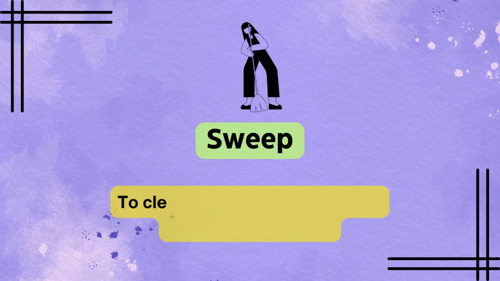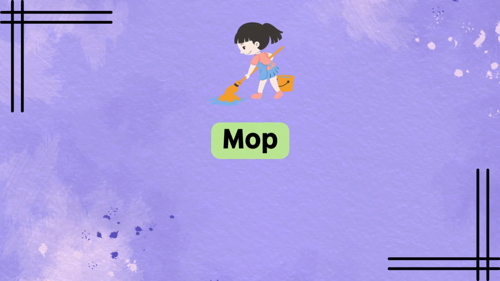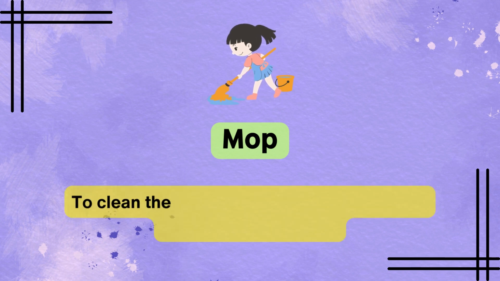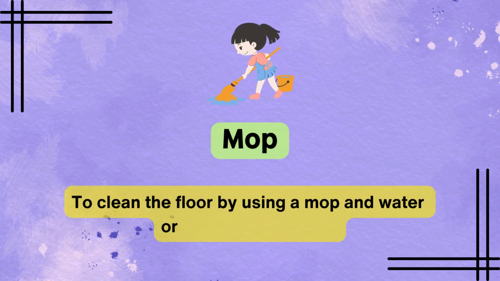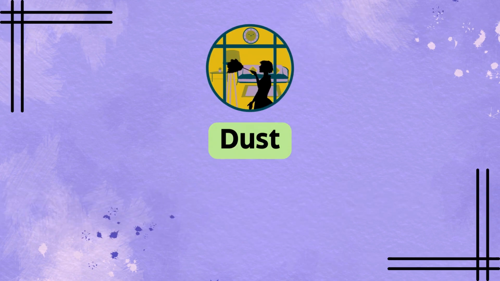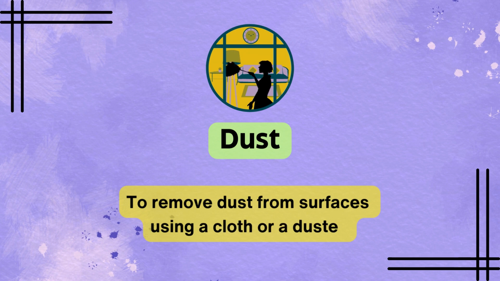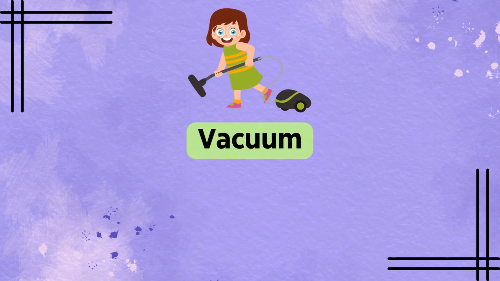Sweep. To clean the floor using a broom or a vacuum cleaner. Mop. To clean the floor by using a mop and water or a cleaning solution. Dust. To remove dust from surfaces using a cloth or a duster.